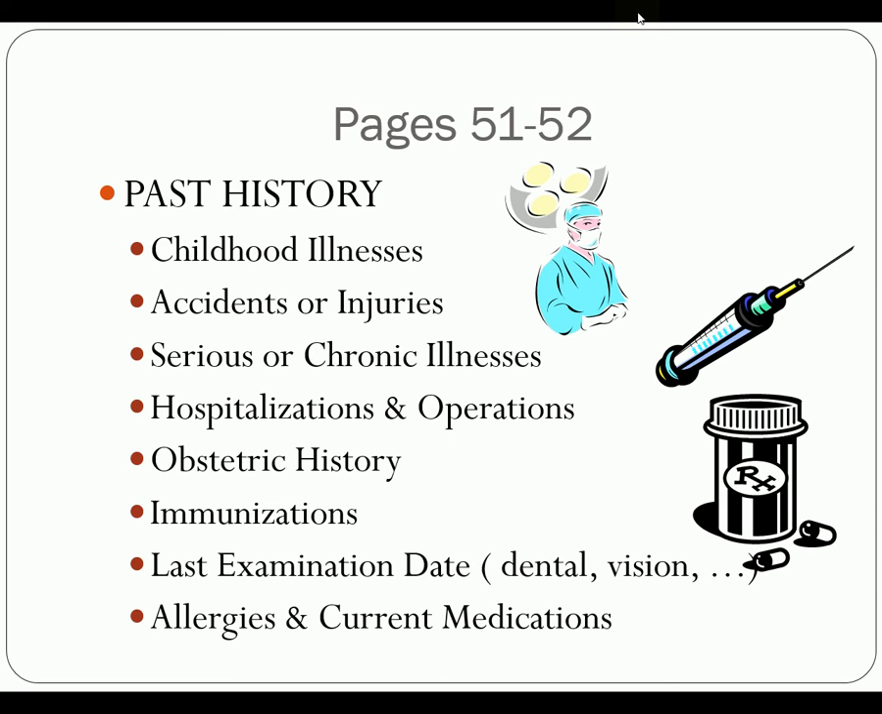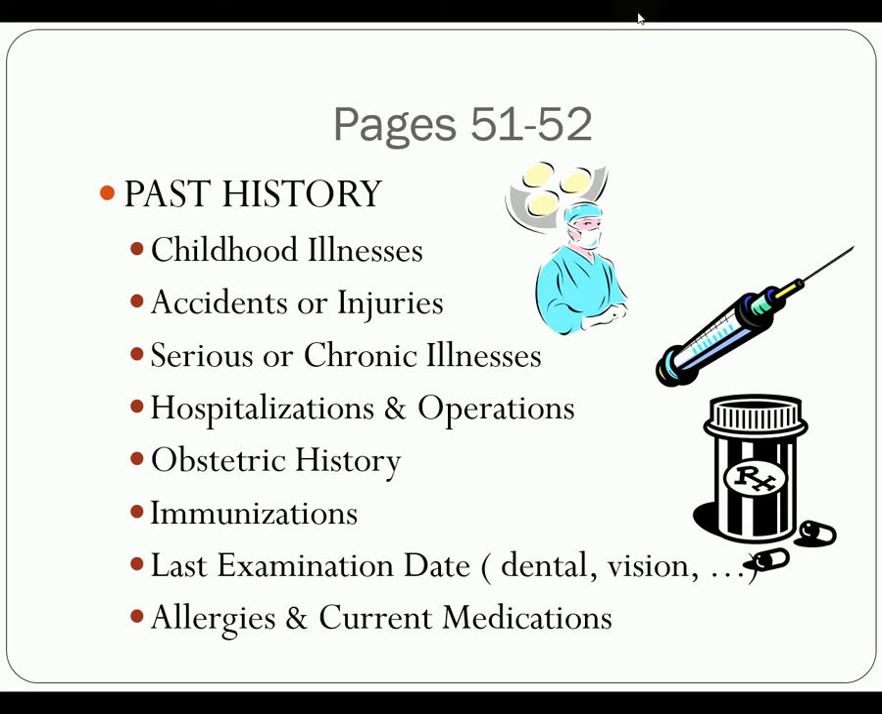Accidents and injuries. You want to know about auto accidents, fractures, penetrating wounds, head injuries, especially if associated with unconsciousness, and burns. Serious or chronic illnesses. You want to ask about asthma, depression, diabetes, hypertension. If they don't have any, then you put denies asthma, depression, diabetes, hypertension, heart disease, HIV, hepatitis, sickle cell, cancer, or seizure. Now, you can also put there, if they're completely healthy, denies all chronic illnesses.